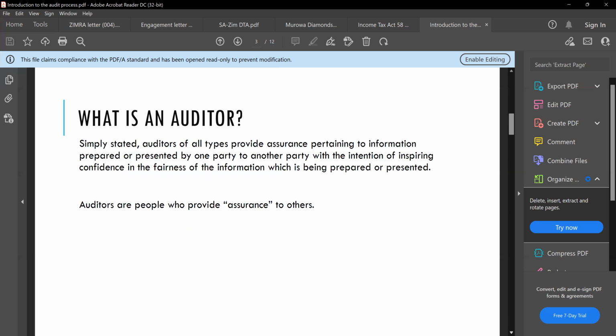So auditors provide assurance pertaining to information prepared by one person and presented to another person. So auditors come in and provide assurance that the information which has been presented by the one party to another party truly reflects the financial position of the company.